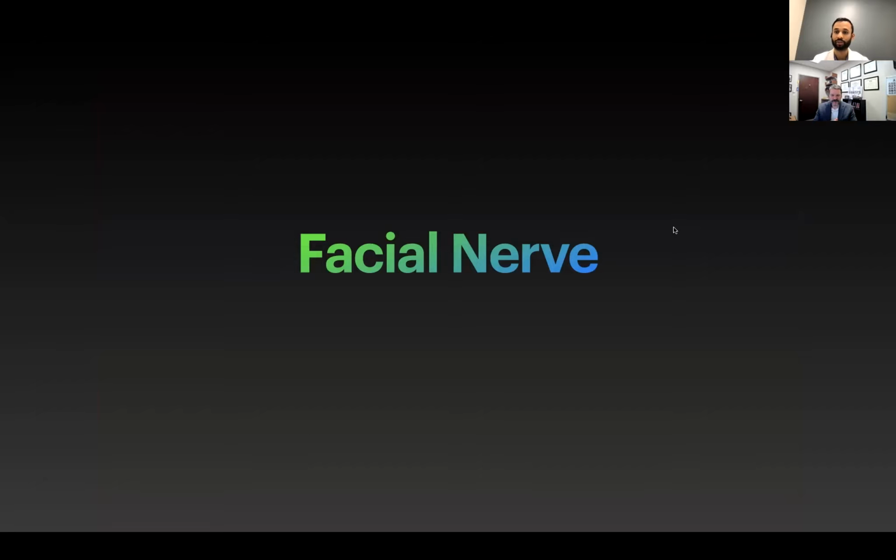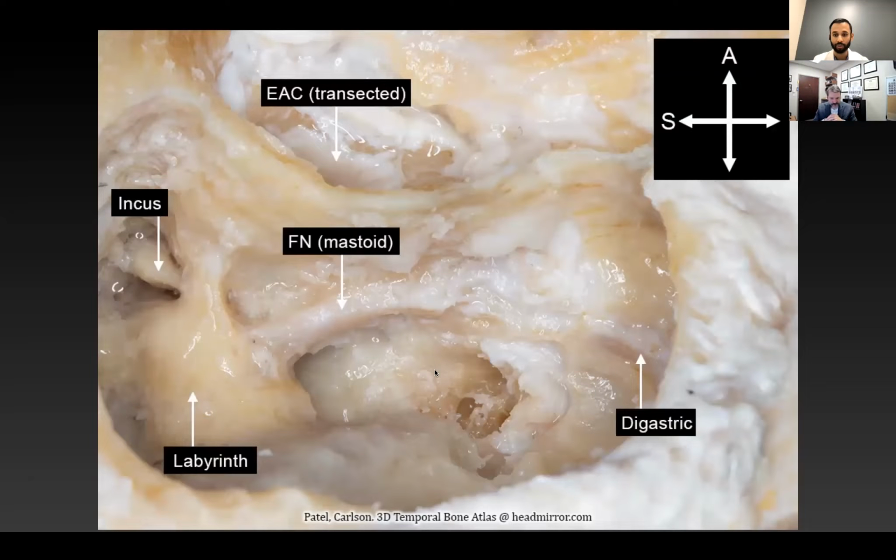So we'll move on to the next section, which is on the facial nerve. Do you want to talk about the anatomy here? You've already alluded to the digastric muscle being used as a landmark for the facial.